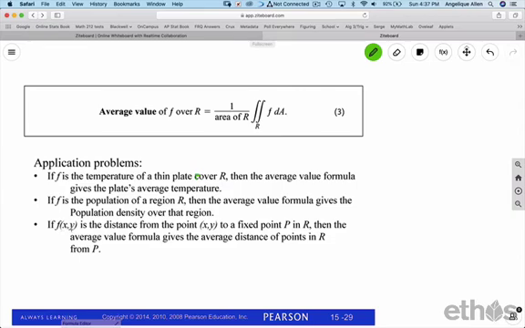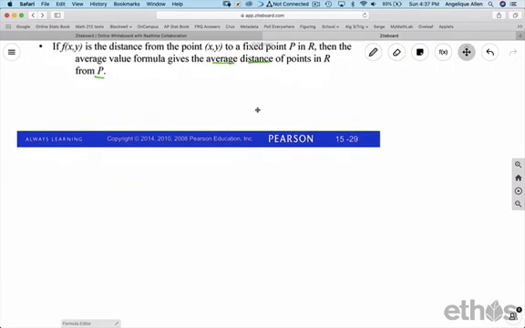And if f(x,y) is a distance from the point (x,y) to a fixed point P, so basically a distance formula function, and that point P is in R, then the average value formula gives you the average distance of points in that region from that point P. So that might be in a statistics setting, that sort of thing. But there's plenty of applications. Those are just the ones that you're likely to see here.